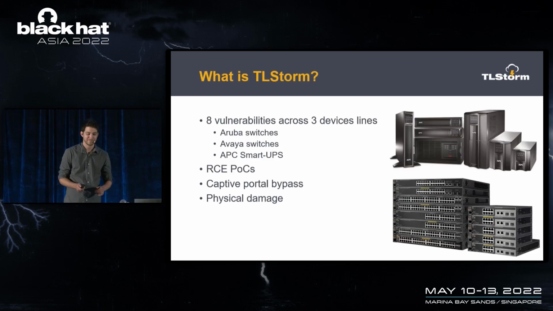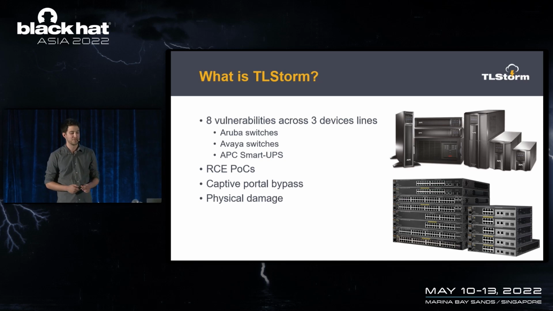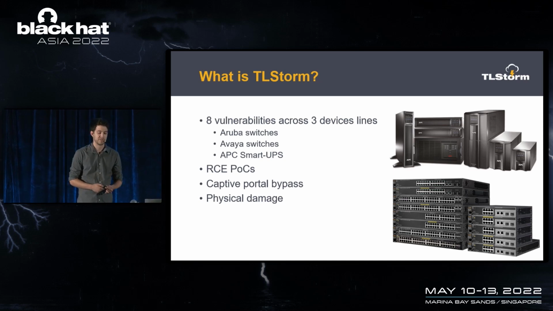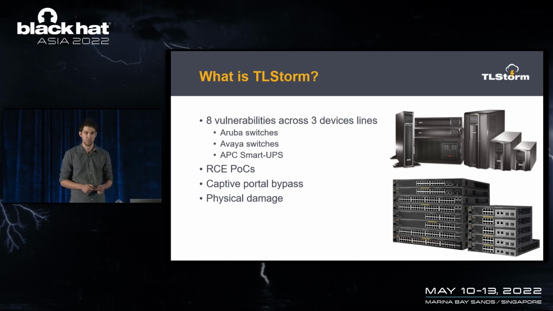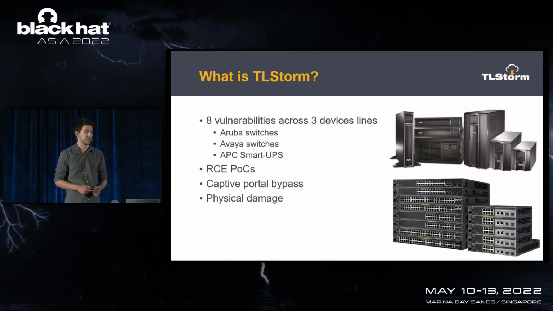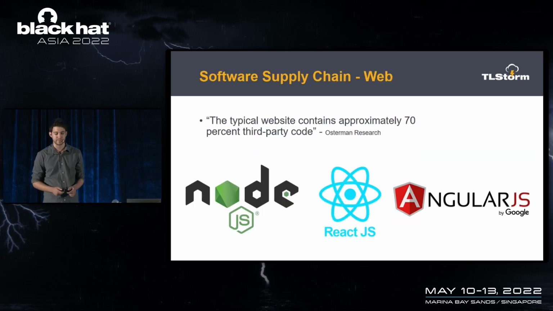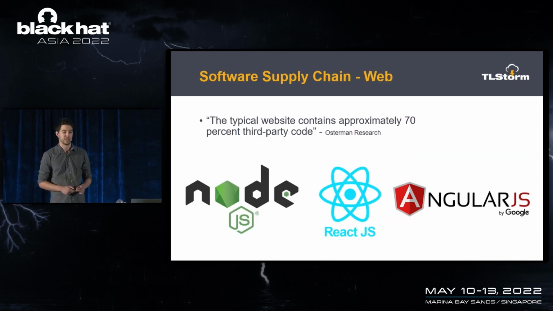Expect some smoke. So Tailstorm is a set of 8 critical vulnerabilities found across 3 popular device lines, like network switches by Aruba, network switches by Avaya, and smart UPS devices by APC. We successfully exploited some of these vulnerabilities to remote code execution, and one of these enables the attacker to bypass the captive portal in the Aruba switches, while others allow an attacker to cause physical damage, like you're going to see in the demo.